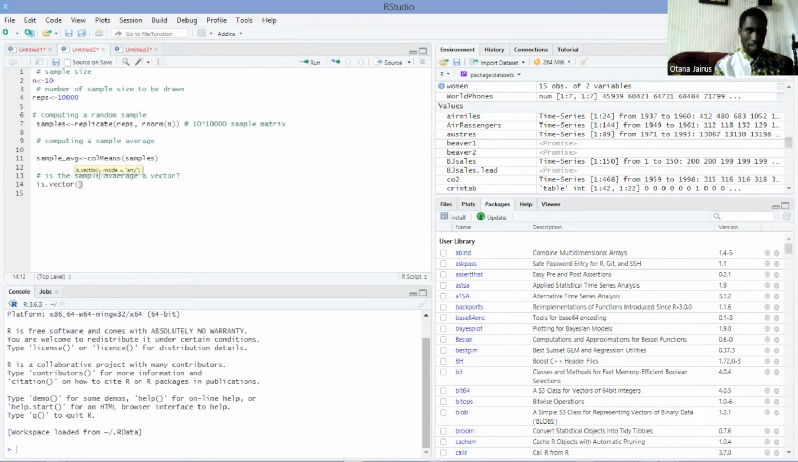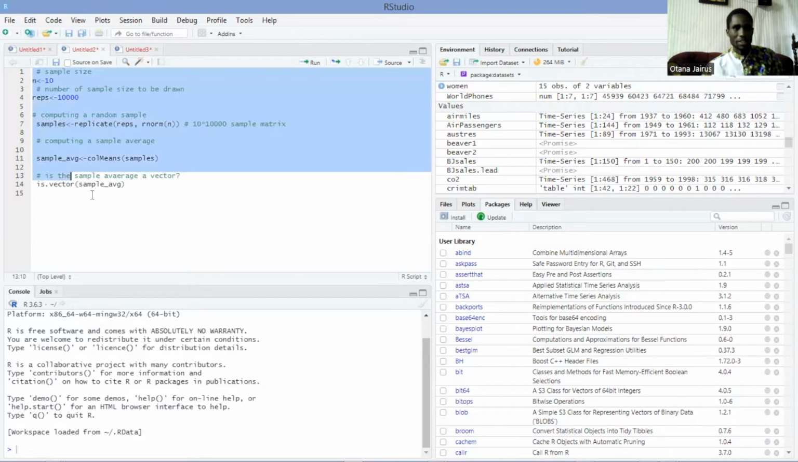Is vector, for sample average. This one is going to help us know if the sample average is a vector. It should return either false or true. If it is false, it means that our sample average is not a vector. If it is true, it means that our sample average is a vector. So let us try and run all of this code till this point.